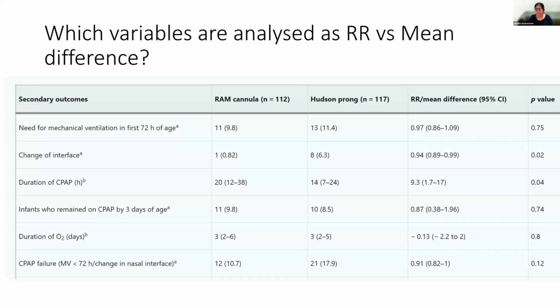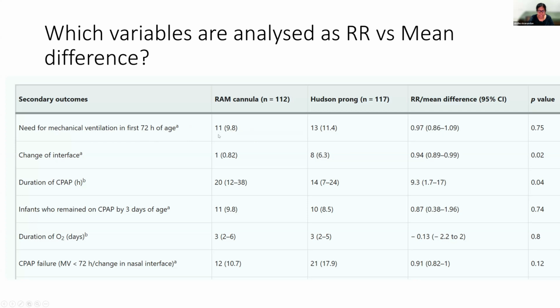Now, please look at this particular outcome table. In this study, the authors have compared CPAP using 2 different nasal interfaces. One is Ram's cannula and the other is Hudson nasal prong. There are some variables. One is need for mechanical ventilation. What type of variable is it? It is a yes or no variable. Did the baby require mechanical ventilation or not? Yes or no. So this is a categorical variable.